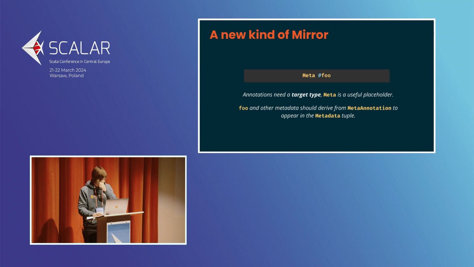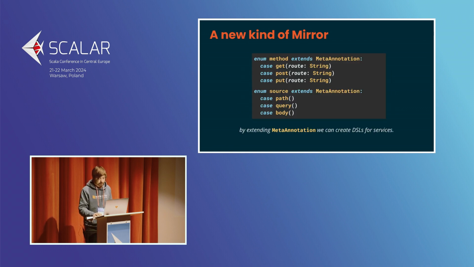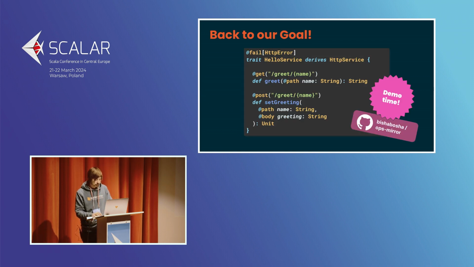Yeah, so each of these foo annotations needs to extend from this meta annotation, which is what the library looks for to add it in there. This allows you to do the nice thing where if we extend the meta annotation, then we can basically define a domain-specific language to describe, for example, HTTP endpoints or JSON RPC or any other protocol that you want to implement, and you're going to get it reflected in the mirror. So this brings us back to the HTTP service, which, yeah, let's just dive into some code, I guess.